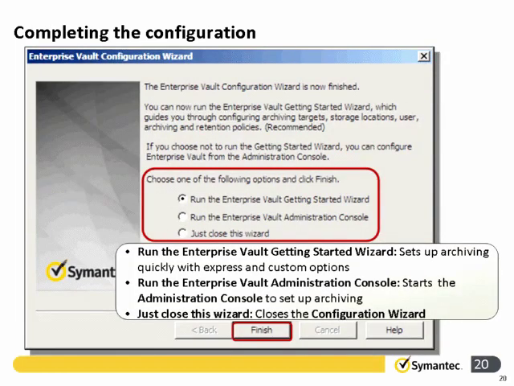Last thing we get to is the completing the configuration dialog box. And at this particular point, we have three different options. One is we can run the Enterprise Vault Getting Started wizard. We'll talk about that in a little bit more detail here in just a moment. But this is a wizard to help you do some of the initial configuration settings that we're going to cover in lessons 3 and 4.